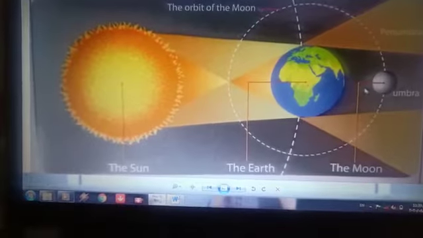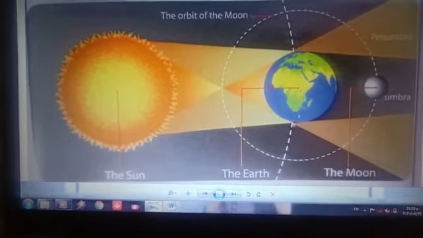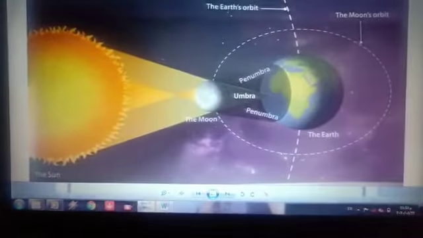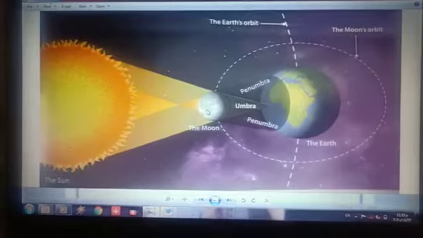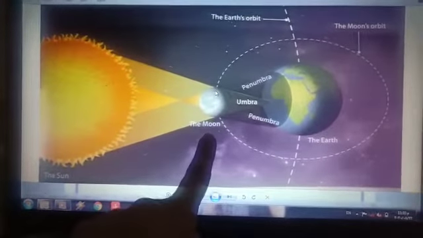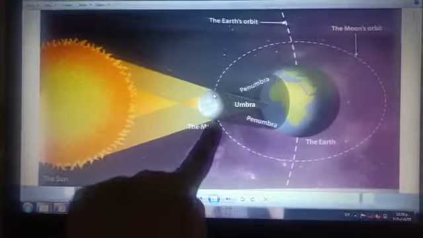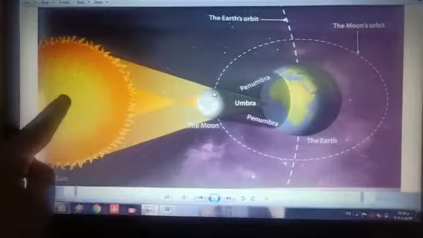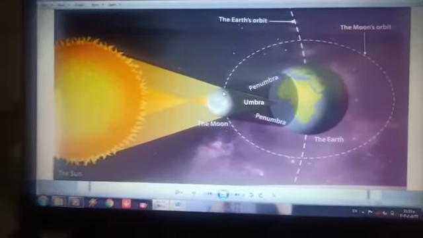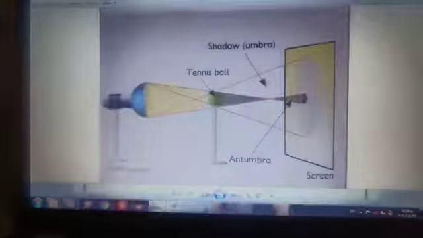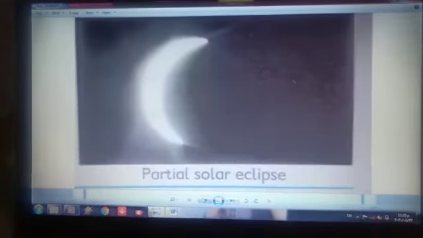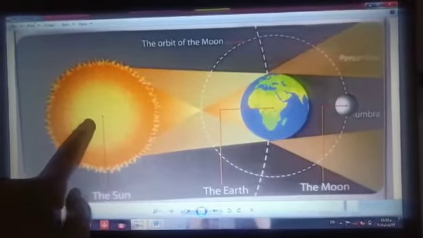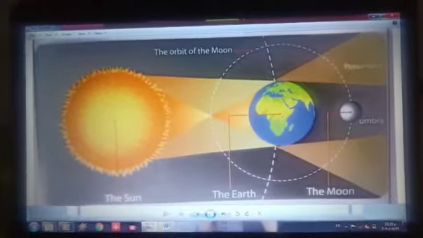In solar eclipse, let's remember, the moon is in the middle. Sun, moon, earth in a straight line, moon in the middle. But in lunar eclipse, the sun and earth and moon are in a straight line, but earth is in the middle.